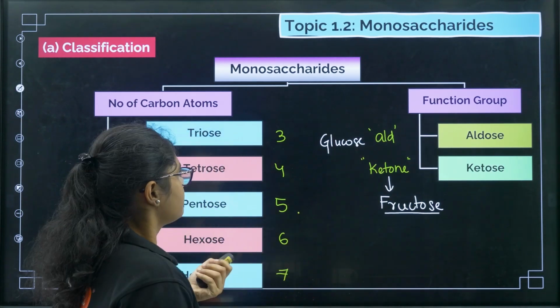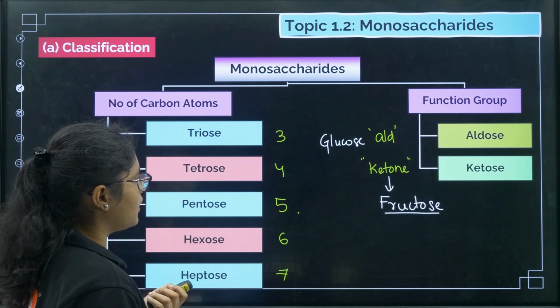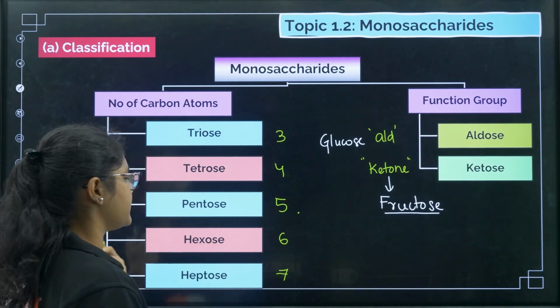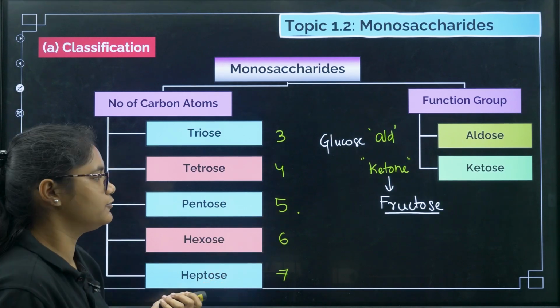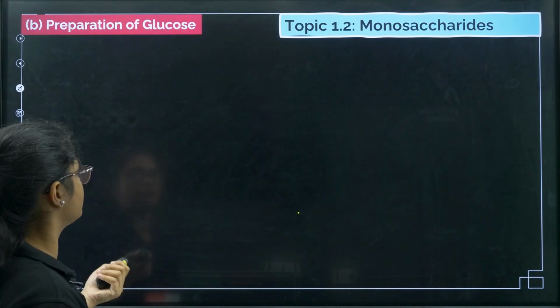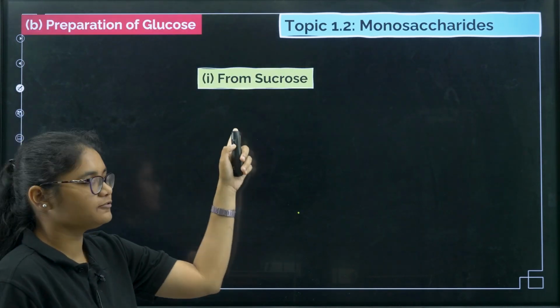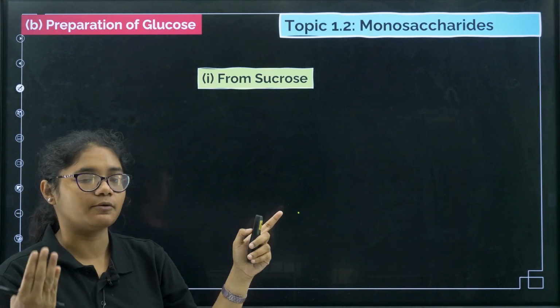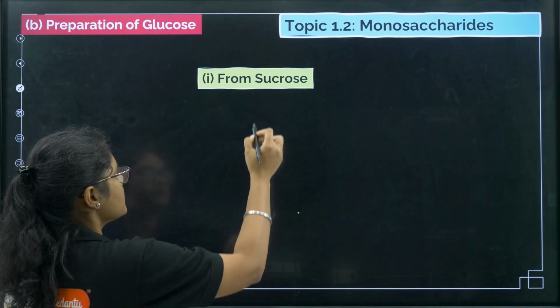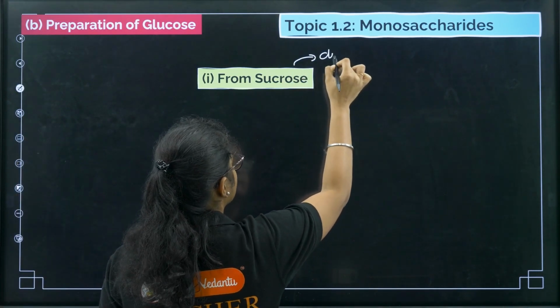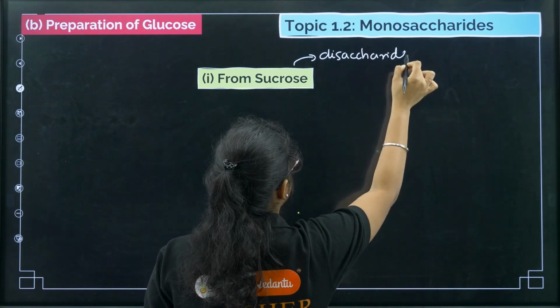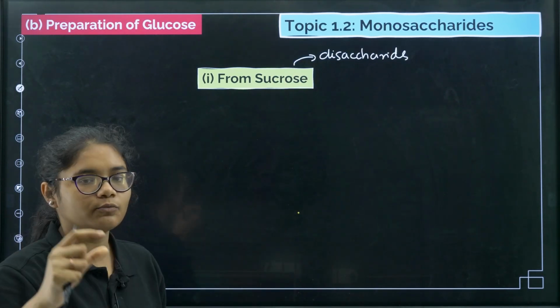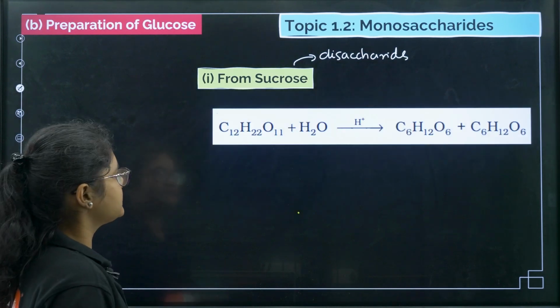Okay, fine. Next, after studying the classification, now we'll study glucose, the structure of glucose. Okay, sorry, the preparation of glucose. So glucose can be prepared by, first method, the preparation from sucrose. Sucrose is what? Sucrose is a disaccharide. It comes under oligosaccharides. Means if you break sucrose, we'll get 2 monosaccharide units. So you can see this reaction.